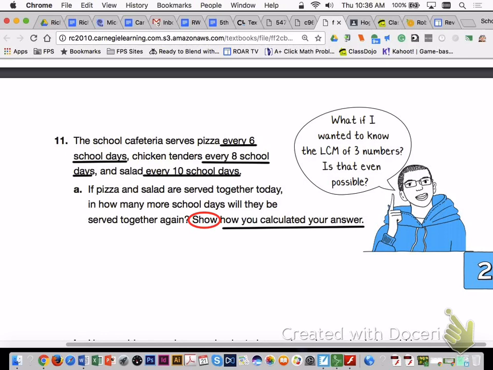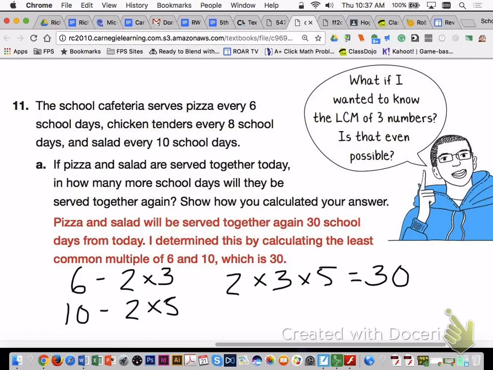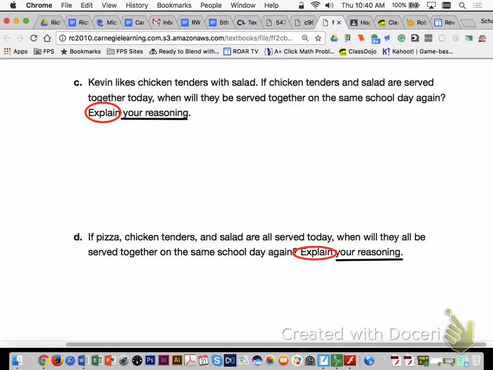Please turn to page 65 and answer number 11, letter A with your group. For number 11, letter A, pizza and salad will be served together again 30 school days from today. You can determine that by calculating the LCM of 6 and 10, which is 30. Please answer number 11, letter C and D with your group.